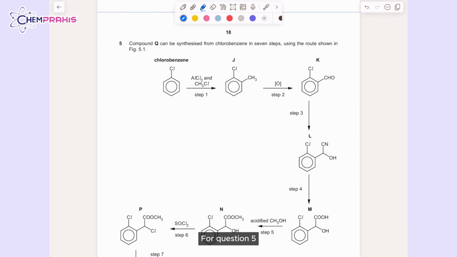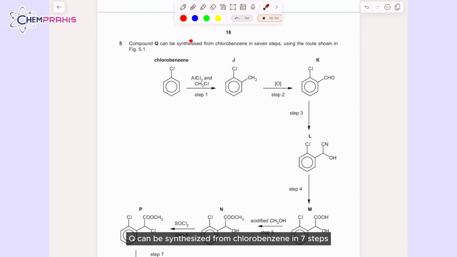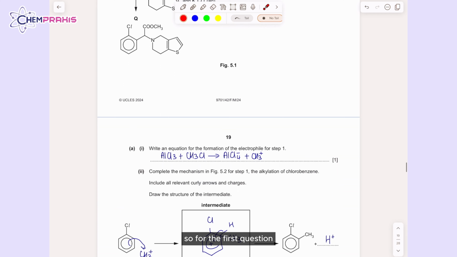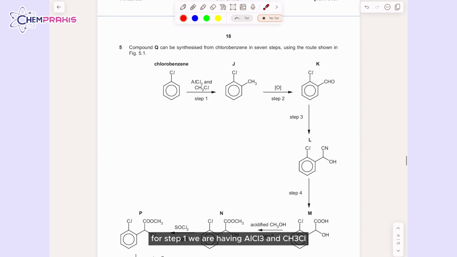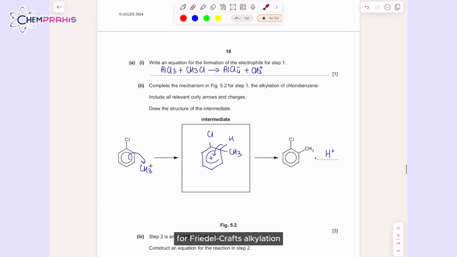For question 5, compound Q can be synthesized from chlorobenzene in 7 steps using the route shown in figure 5.1. For the first question, write an equation for the formation of the electrophile for step 1. For step 1, we have AlCl3 and CH3Cl. This is Friedel-Crafts alkylation. The CH3Cl reacts with the catalyst to form AlCl4- and CH3+, and this CH3+ is the electrophile.